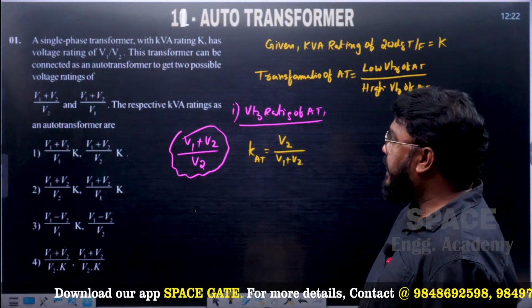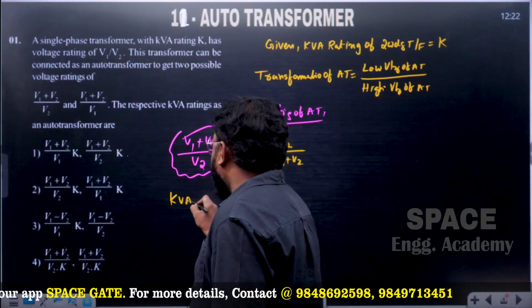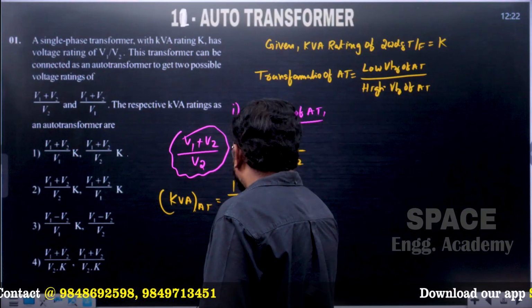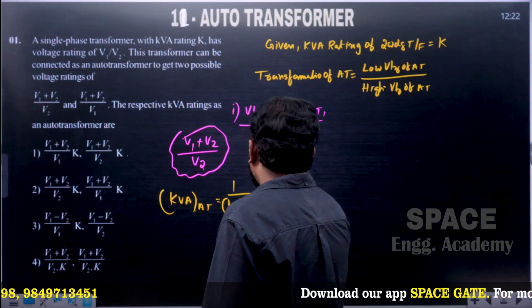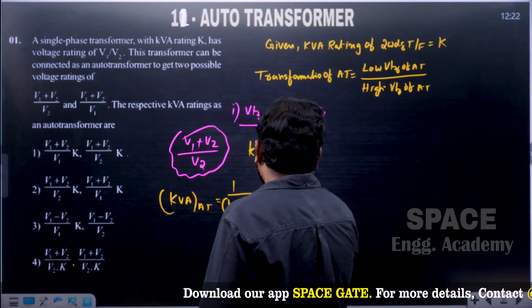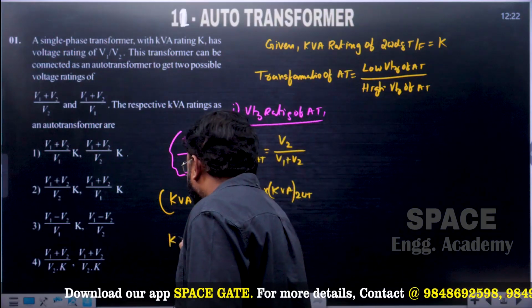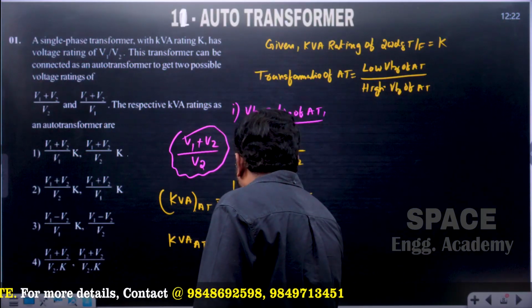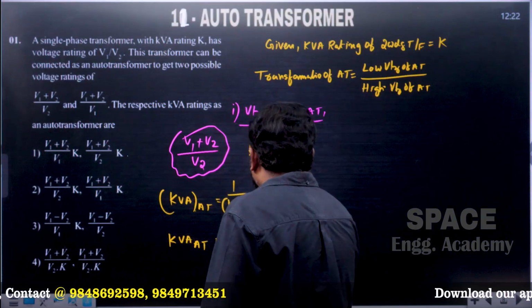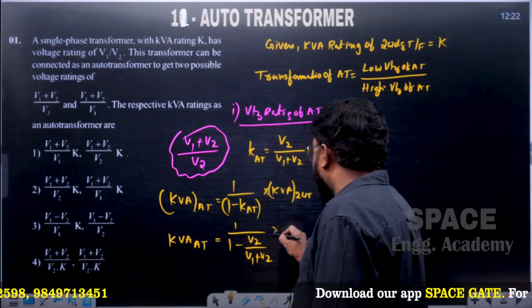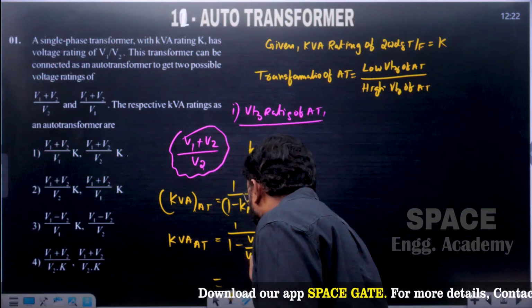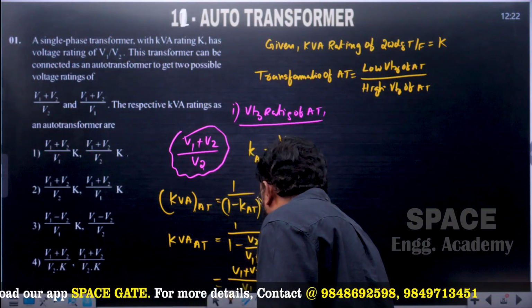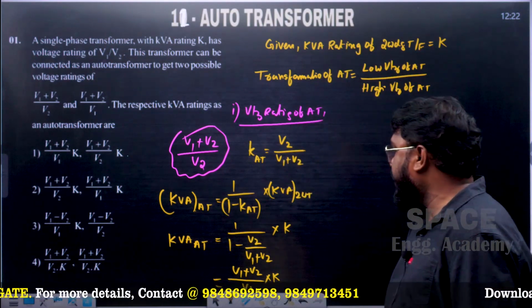And how do we get the respective KVA rating? The KVA rating of the auto transformer is equal to 1 by (1 minus K) times the KVA rating of the two-winding transformer. So KVA rating of auto transformer equals 1 by (1 minus V2 by V1 plus V2), multiplied by K. By simplification you will get (V1 plus V2) divided by V1 into K, where K is the KVA rating of the two-winding transformer.